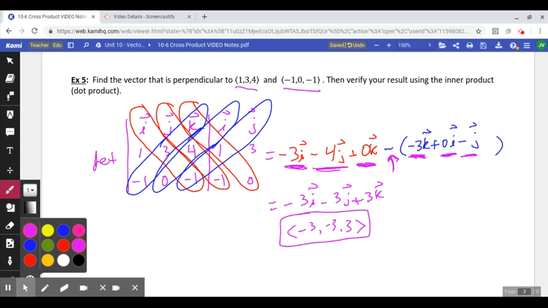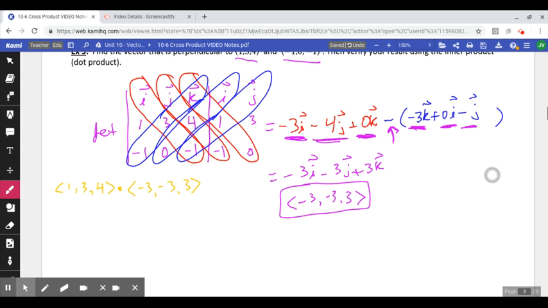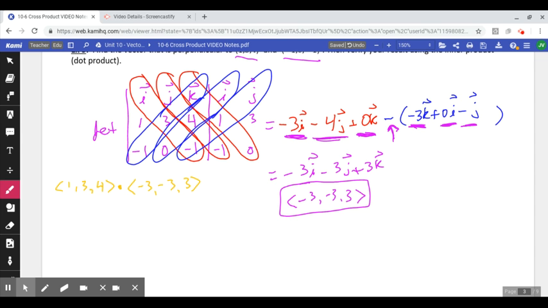To check that, what we'll do is we'll just take the dot product between each beginning vector, or our given vectors, and the resultant vector here, which is negative 3, negative 3, 3. You don't need to find the dot product between the 2 original ones because they may or may not be perpendicular. Our task was to find a third vector that's perpendicular to those 2. So that's what we're going to check here.